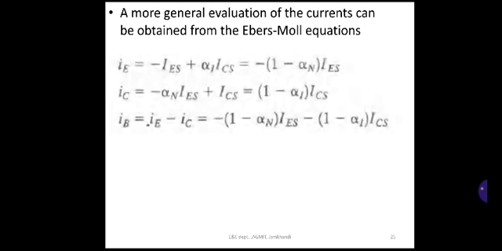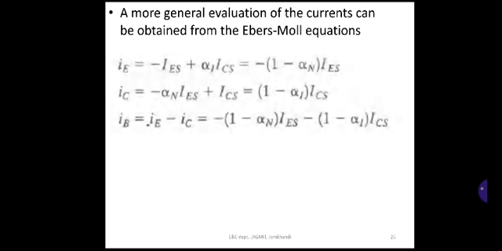Physically, a small saturation current flows from N to P in each reverse biased junction, and this current is supplied by the base current IB. So a more general evaluation of the current can be obtained from the Ebers-Moll equations. The Ebers-Moll equation we have discussed in the coupled diode model.